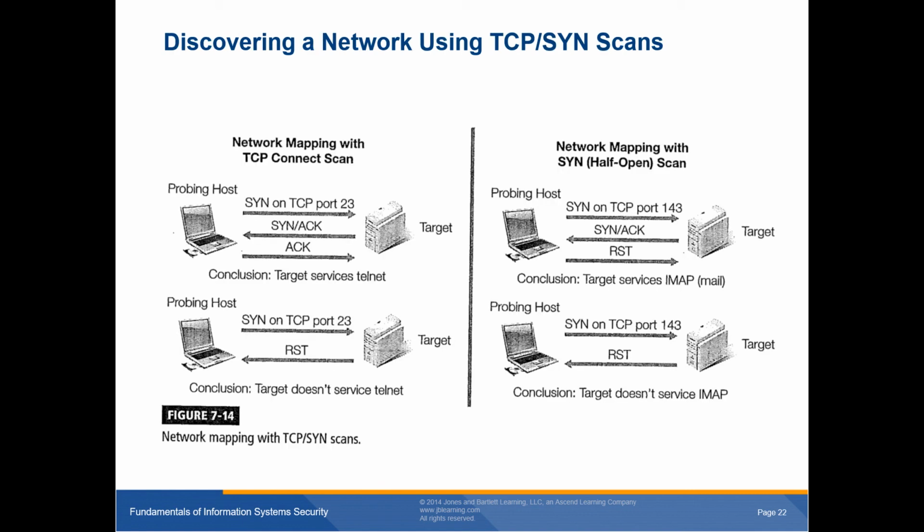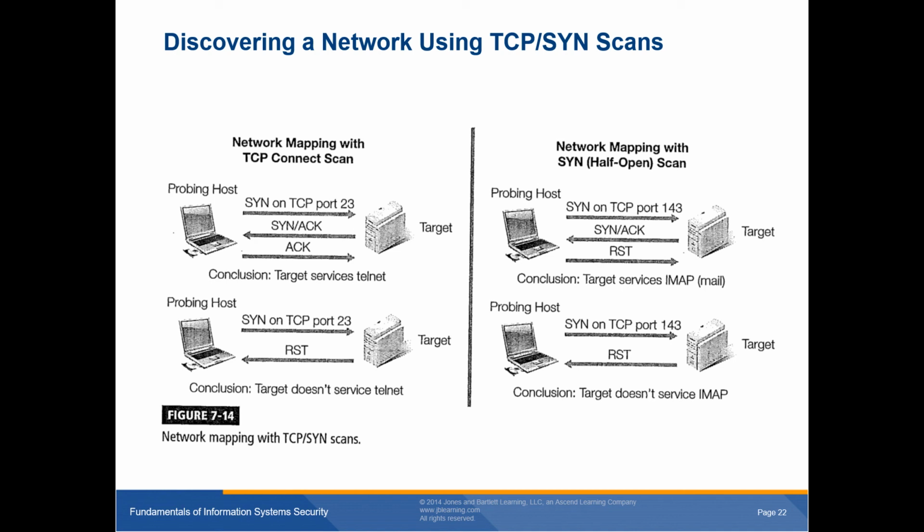Discovering a network using TCP SYN scans. Here the attacker sends packets to common ports and can determine from the response that the ports are open and whether the host accepts these services. For example, on the left side, the SYN acknowledgement on port 23 shows the attacker that the target host is servicing Telnet. So the probing host sends a SYN on TCP port 23. The target sends the SYN acknowledgement back, synchronization bit, acknowledgement bit. And when the acknowledgement bit goes through, the conclusion is the target services Telnet.